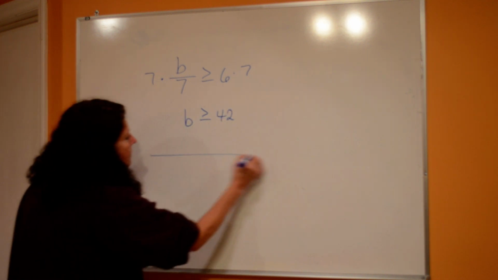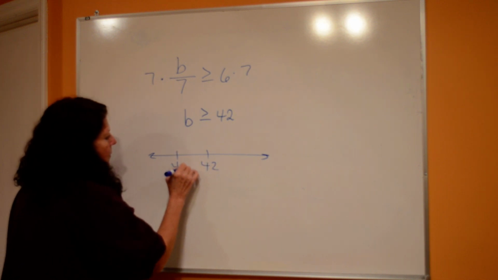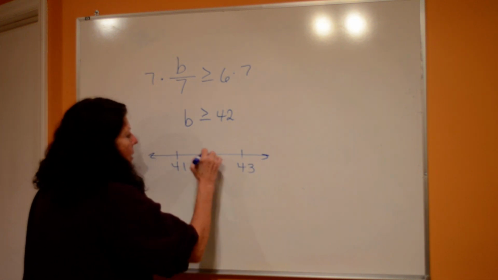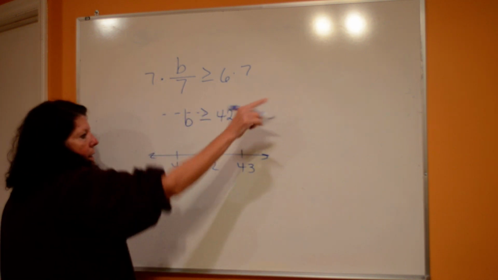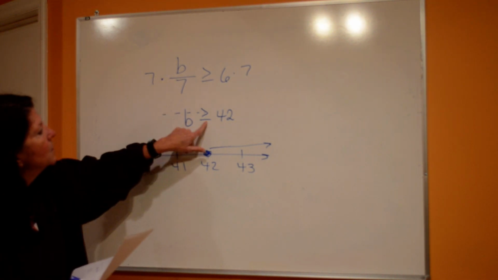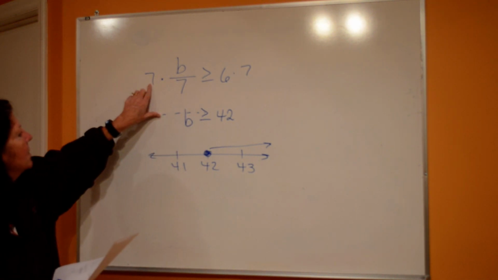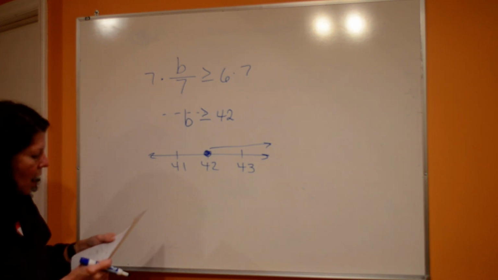Now again, number line, closed circle. See the direction of the arrow is going that direction. So that goes that direction. I didn't switch my inequalities because I multiplied by a positive number, not a negative number.